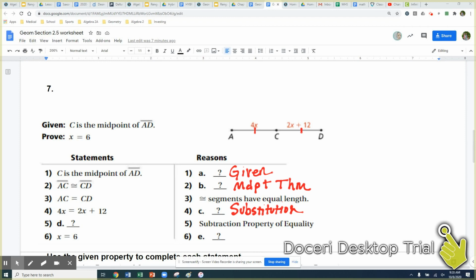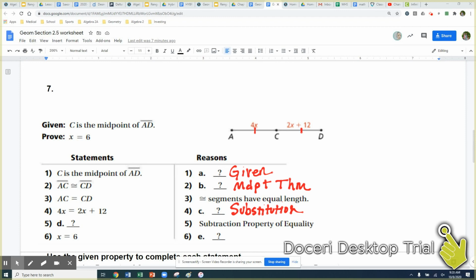Next, it says we somehow used the subtraction property of equality. This is getting into algebra. We didn't do a ton of review on some of those algebra properties. But the subtraction property of equality says that you can subtract the same amount from both sides of an equation, and you're going to still have your equation be equal. So we want to figure out, well, what statement are we talking about?